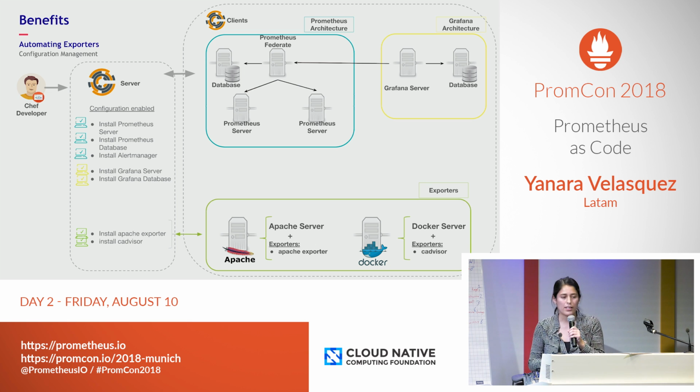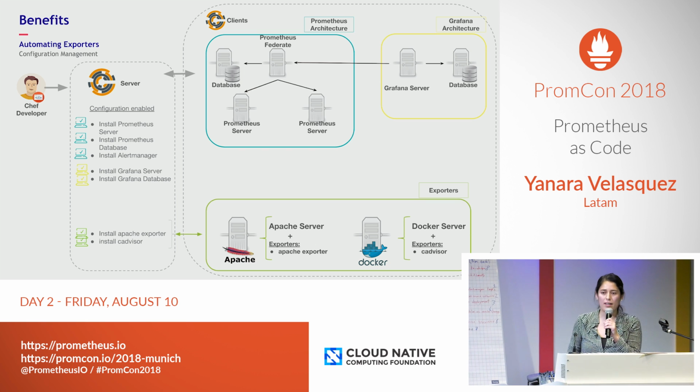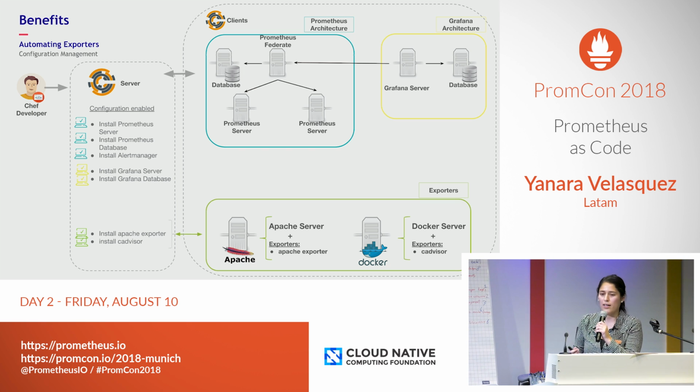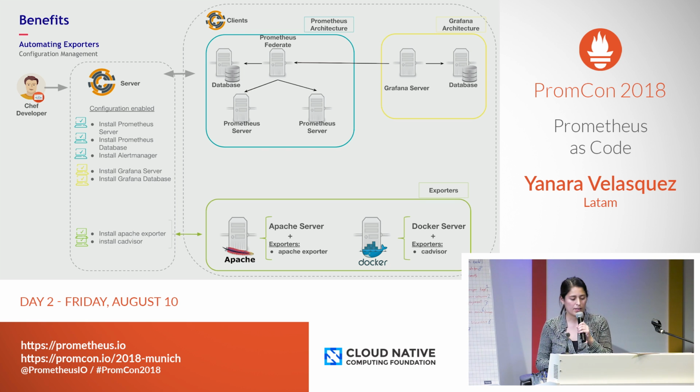Chef developers create the exporter, upload it to a Chef server, and then we need to install the exporters into any kind of service that you want to monitor. For example, into an Apache server, I enable the Apache exporter to enable metrics of Apache. And into a Docker server, I enable cAdvisor to enable metrics of containers.